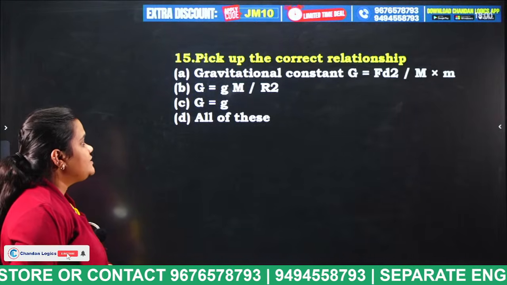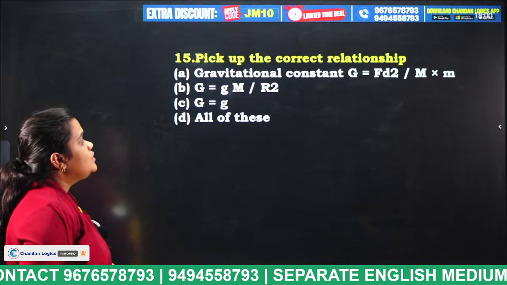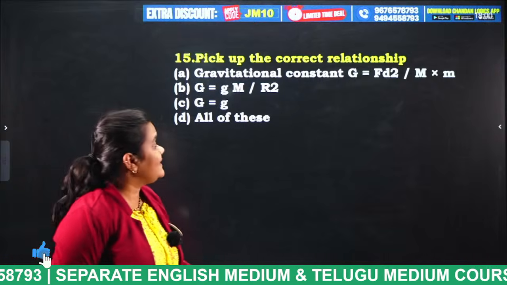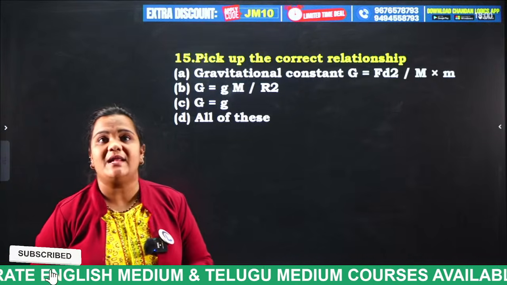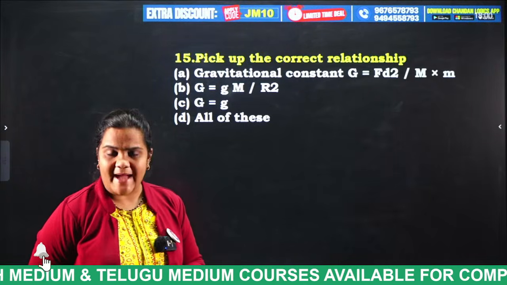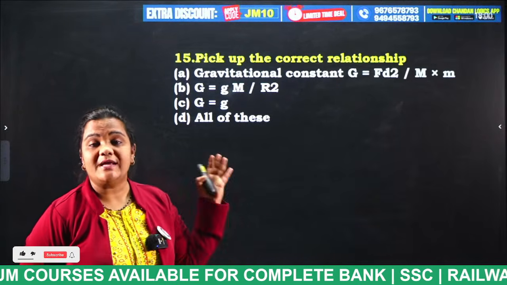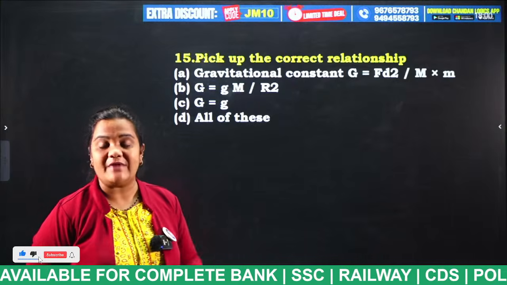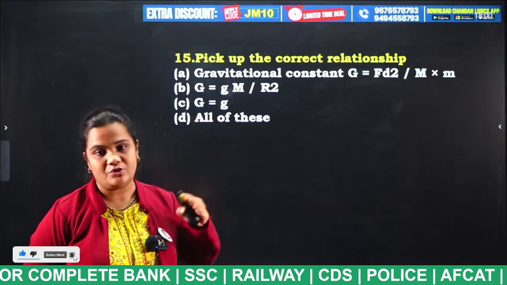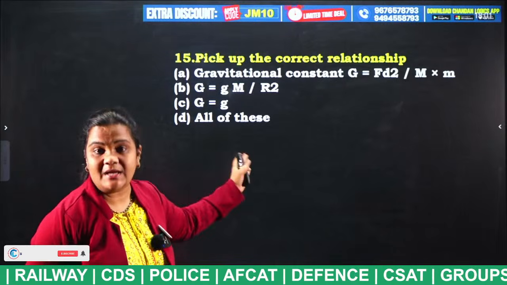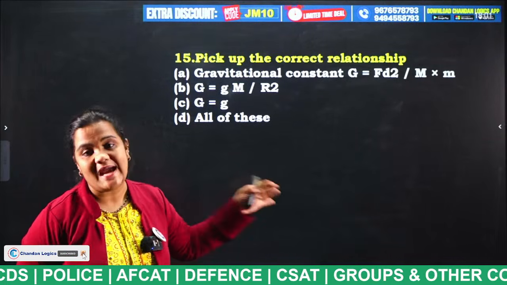Universal constant is equal to Gm by r square. So, in the given four statements, what are the correct relationships? Try to tell the answer. What do you mean by gravitational force? We all know the formula for gravitational force and the formula for acceleration due to gravity. Compare those two with the given formula, students, so that you can easily answer this question.